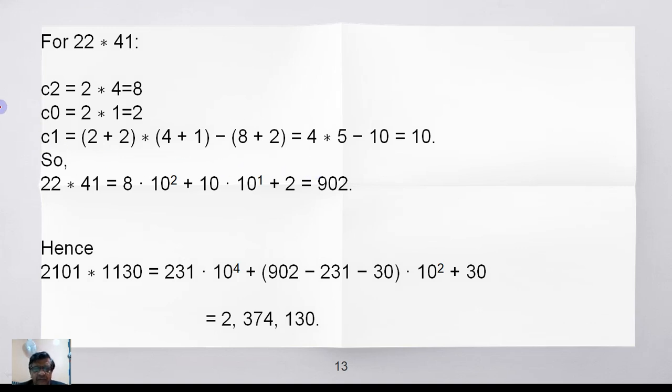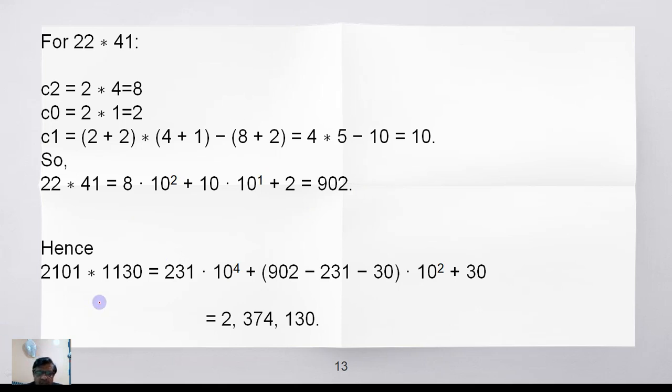For 22 into 41, we have 2 into 4 is 8, C0 is 2 into 1, that is 2, and C1 by the formula that is suggested will give us 10. And if you expand this in powers of 10, 22 into 41 will give us 8 into 10 square plus 10 into 10 to the power of 1 plus 2, that is 902.